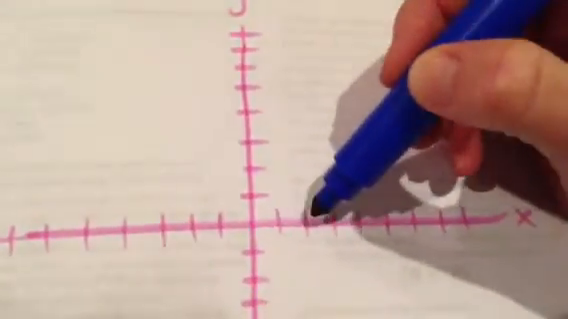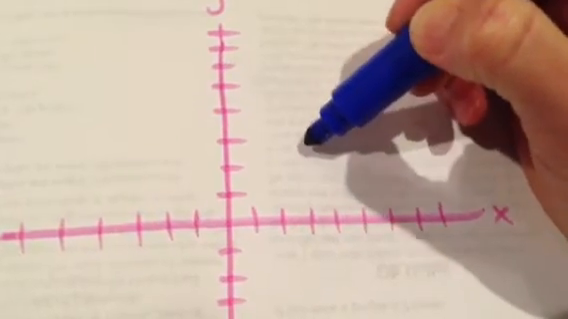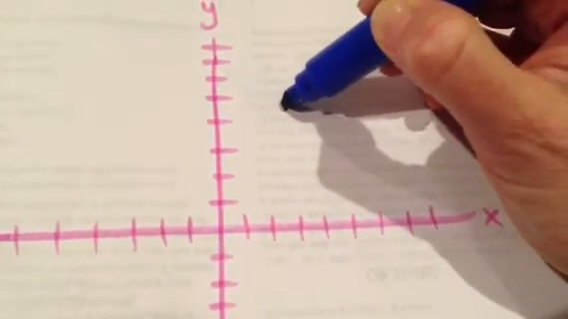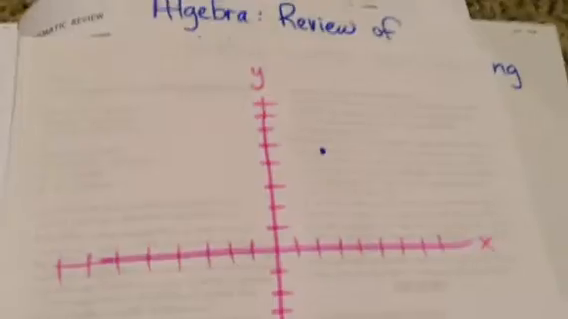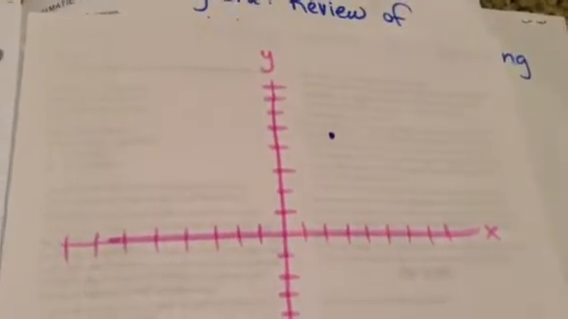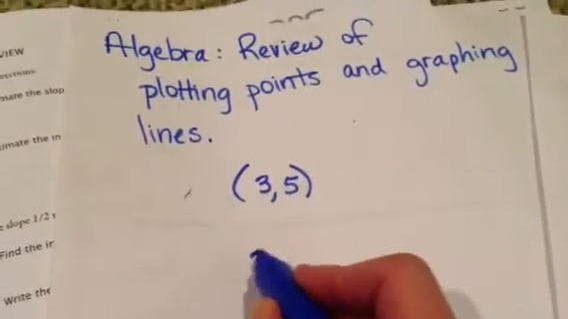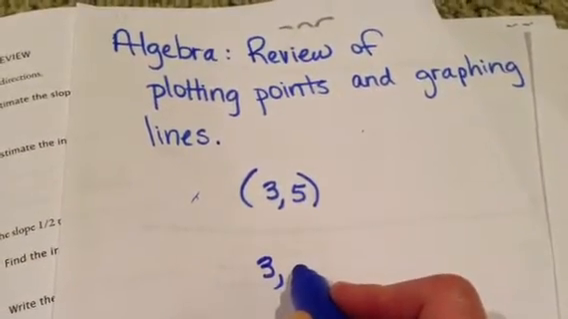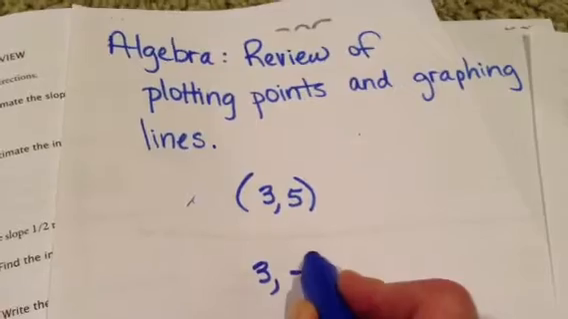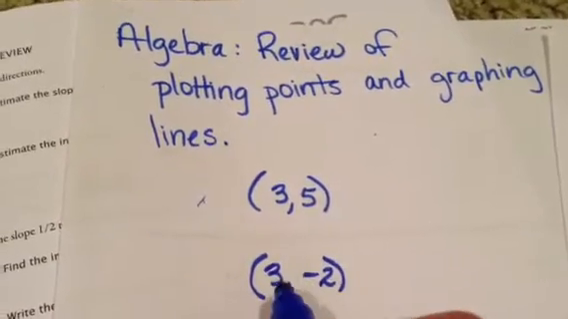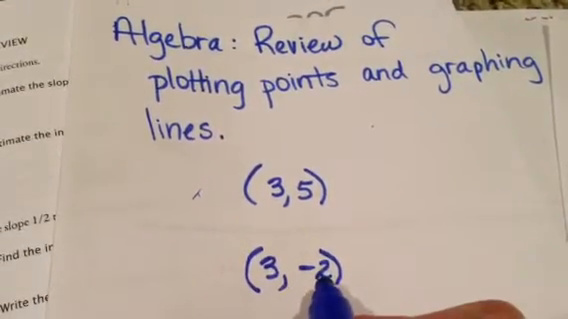Now we have to look because I'm at an angle because of my phone. But 1, 2, 3, 1, 2, 3, 4, 5. Okay, so there's my point right there. So that is the point 3, 5. Okay, let's try another one. What about this one? What if I wanted this point? It's a positive 3, negative 2. Okay, very similar. Remember, this is your x, this is your y value.